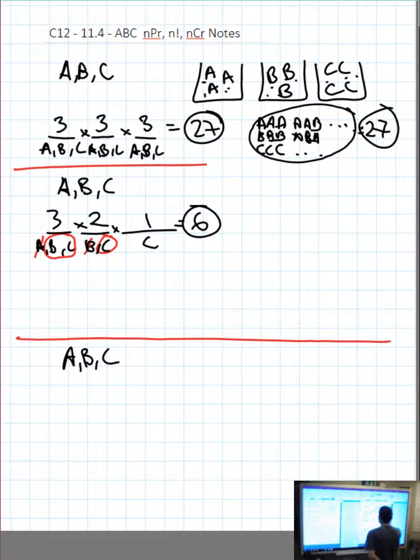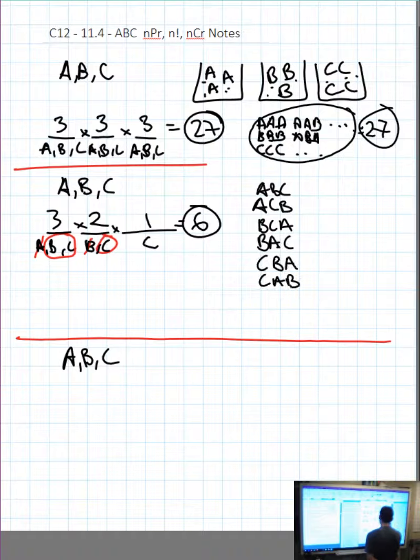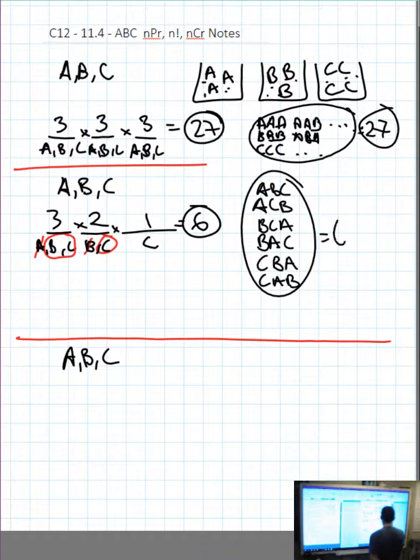And that means that we have A, B, C, and A, C, B, and B, C, A, and B, A, C, and C, B, A, and C, A, B. For a total of, again, 6 options with no repeats like we were allowed before.